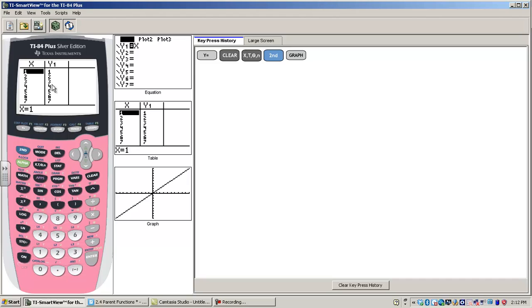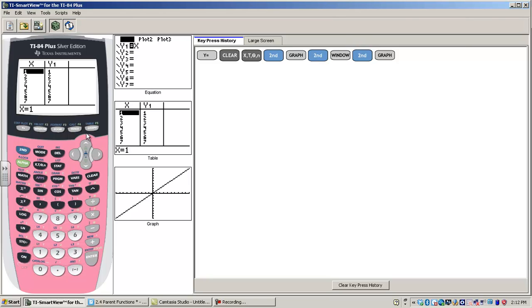This one here starts at 1. If for some reason yours doesn't start at 1 and you want it to start at 1, here's how you make it happen. You press second and then window, which is another button right under your screen, and you will have this menu. And you just have to tell table start to equal 1. As long as that equals 1, you're good. And to go back to the table, you press second and graph.